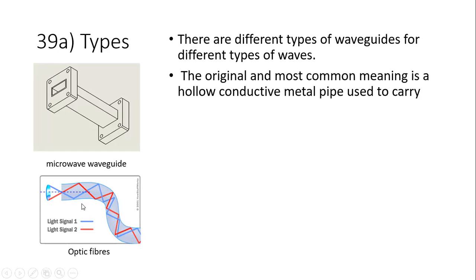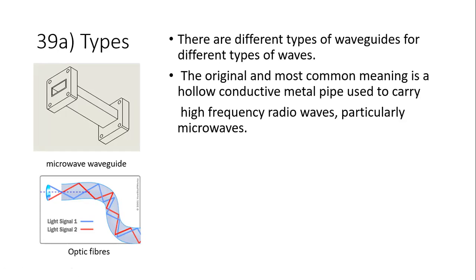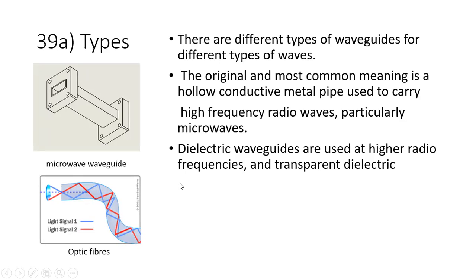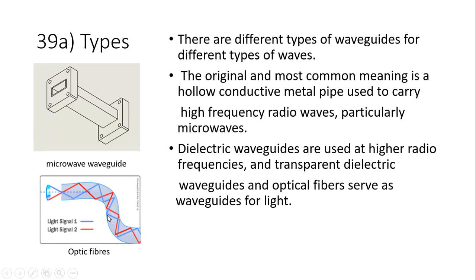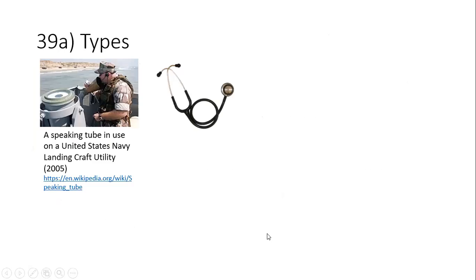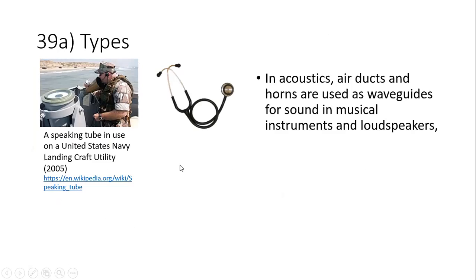The original and most common meaning is a hollow conductive metal pipe used to carry high frequency radio waves, particularly microwave, like this one. Dielectric waveguide are used at high radio frequency and transparent. We use glasses for optical waveguide. Transparent dielectric waveguide and optical fiber serve as your waveguide for light. This is for your information. You don't need to go that far.